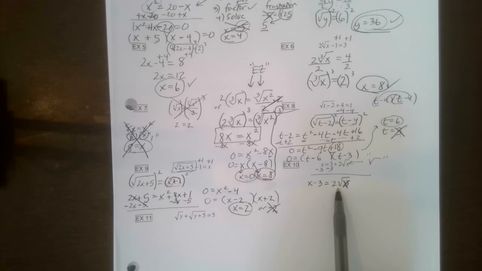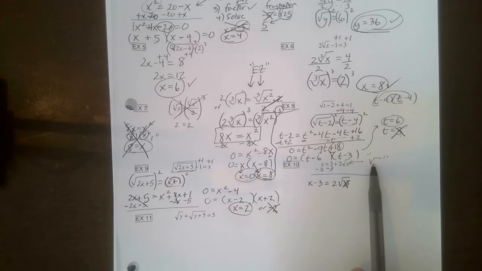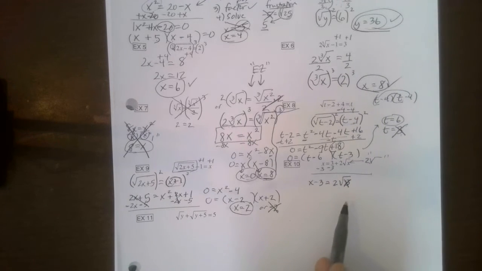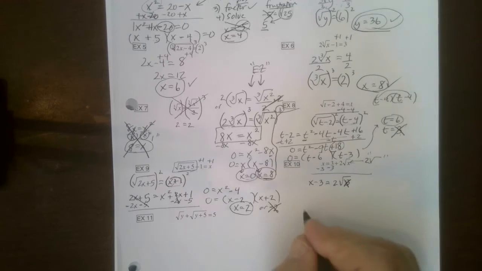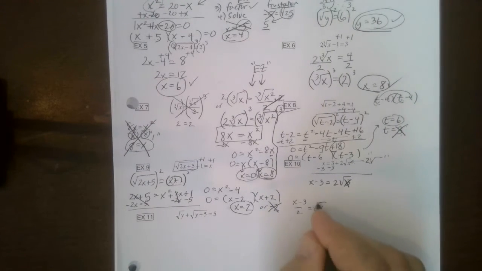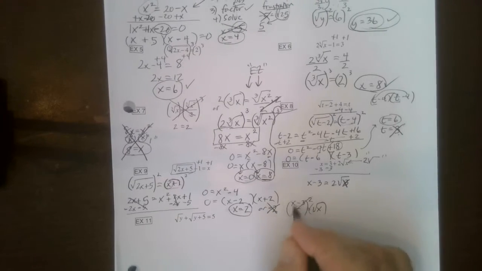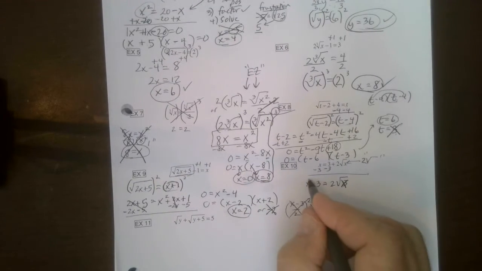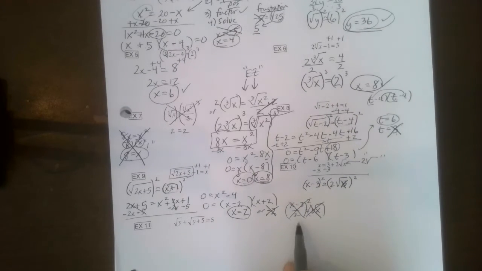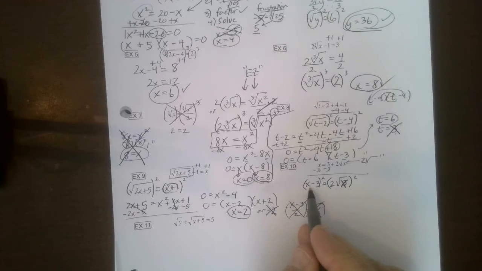Because you can. Notice when I said isolate the square root, sometimes it's okay to keep this 2 in front before you square it. Because if I divide both sides by 2 right now, I'm going to get x minus 3 over 2 equals the square root of x, and then square it, and ugh, what a mess. So why don't we just square this side right now and square this side right now? We're going to avoid all these fractions. Let's use our trick here.